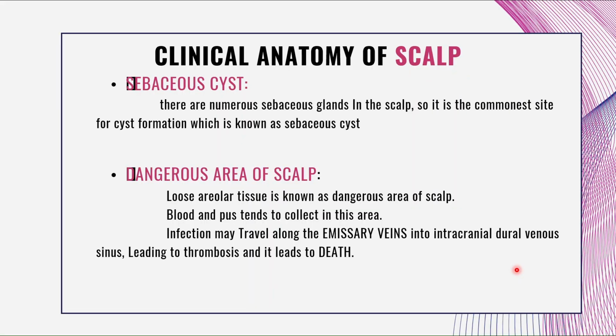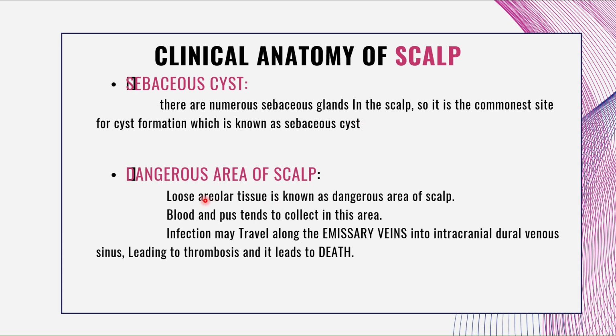And the last content is clinical anatomy of scalp. There are 2 clinical anatomies mentioned here. One is sebaceous cyst, another one is dangerous area of scalp. Sebaceous cyst: there are numerous sebaceous glands in the scalp, so it is the commonest site of cyst formation, which is known as sebaceous cysts. These sebaceous cysts form in the uppermost layer called skin. This is one of the clinical anatomies of scalp.